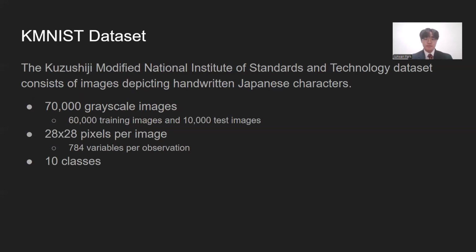The KMNIST dataset is short for the Kuzushiji Modified National Institute of Standards and Technology Dataset. And this dataset consists of images depicting handwritten Japanese characters. There are a total of 70,000 grayscale images, in which 60,000 of them are used for training, and 10,000 of them are going to be used for testing. Each image is made out of 28 by 28 pixels, resulting in a total of 784 variables per observation. And there will be 10 different Japanese characters that we will be classifying for.